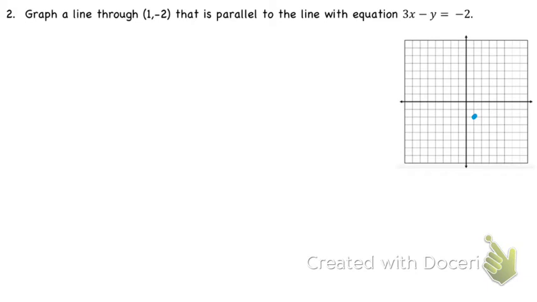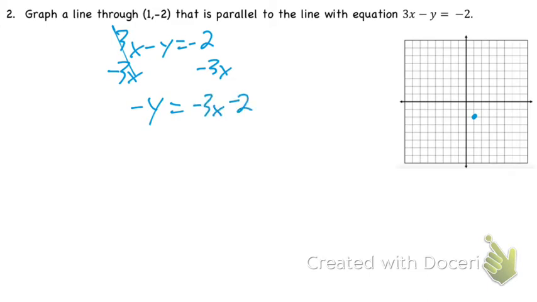Y isn't by itself. Very good, Lainey. We need y to be by itself, so it's in y equals mx plus b form. So how can I get y by itself in 3x minus y equals negative 2? Okay, I'm going to subtract 3x. Very good, Lainey. You're nailing it. Negative y equals, would we rather have the negative 2 or the negative 3x first? Negative 3x first. Very good, Reagan.